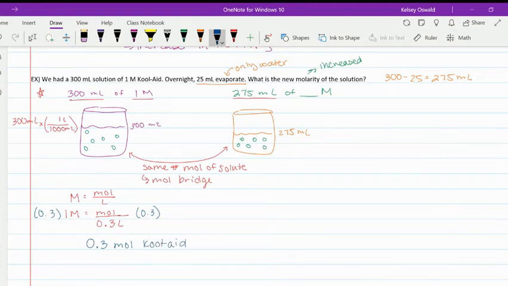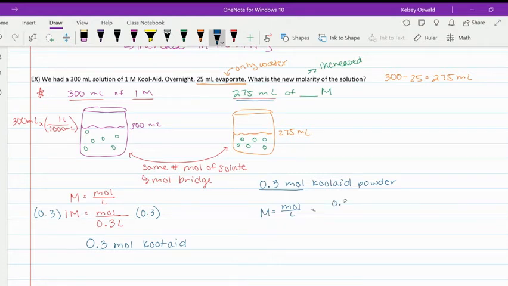So since my number of particles didn't change and my number of moles of solute stayed the same, if I started with 0.3 moles of Kool-Aid, that means after the evaporation, I still needed to have 0.3 moles of Kool-Aid. So the number of moles of our solute stays the same. Then if we look at our new solution after the evaporation happened, now I know my moles and we know our volume, so we're able to solve for that new molarity.